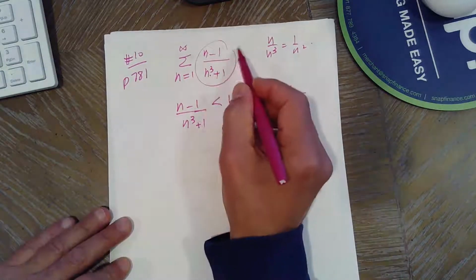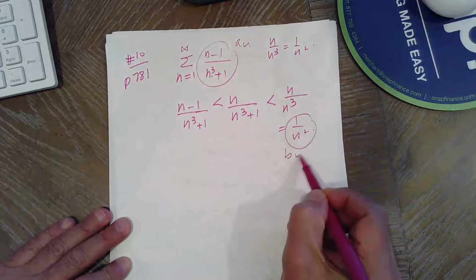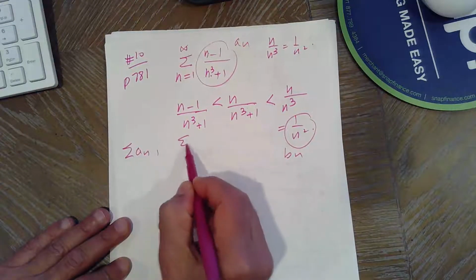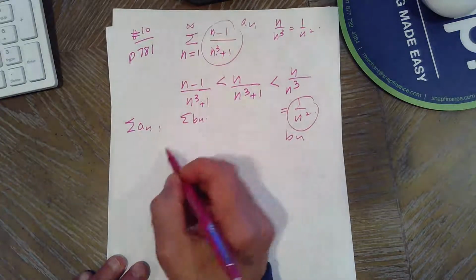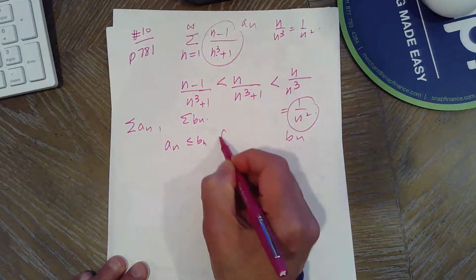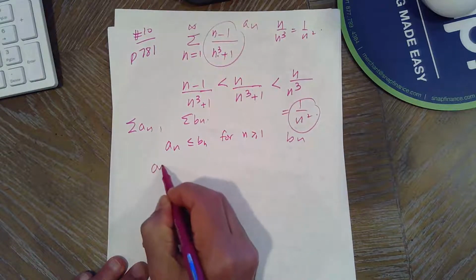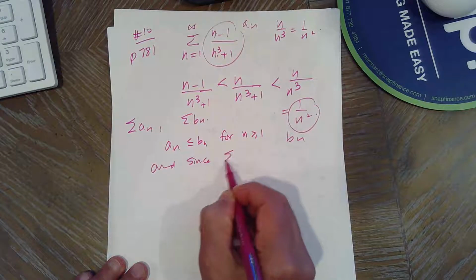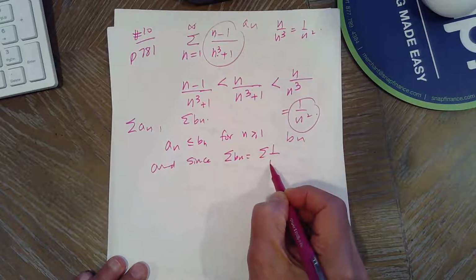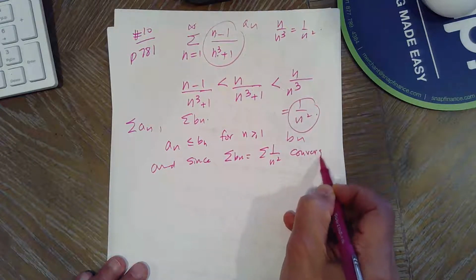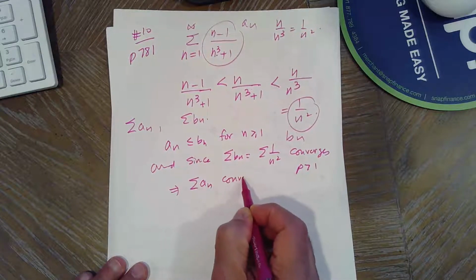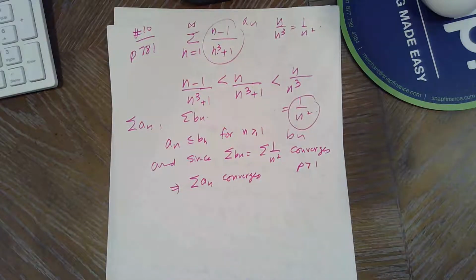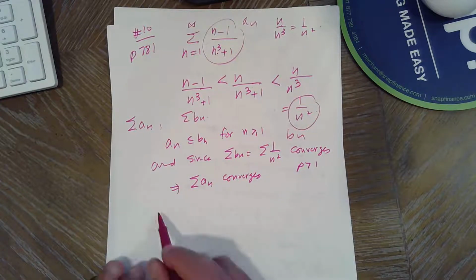So this is an, and we're going to use bn. We're going to compare sigma an and sigma bn. Since an is less than or equal to bn for n greater than or equal to 1, and since sigma bn is a p-series, it converges because p is greater than 1. That means sigma an converges as well by the p-series test. Okay, that's the direct comparison test.